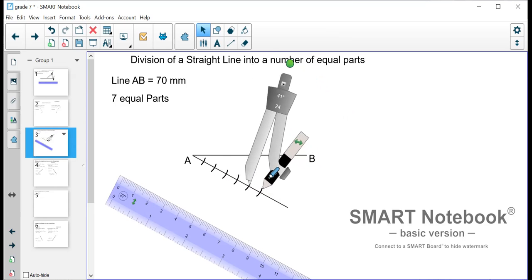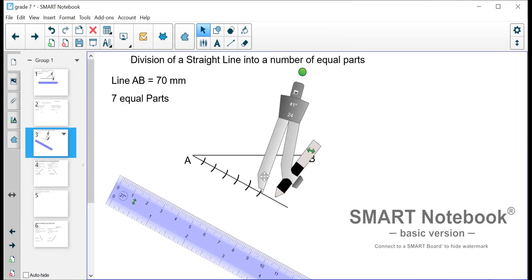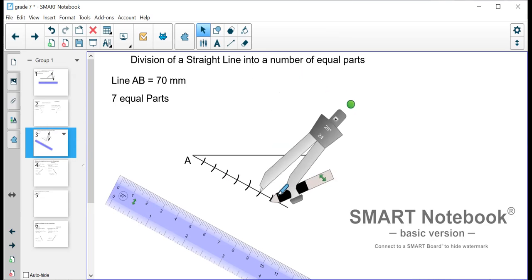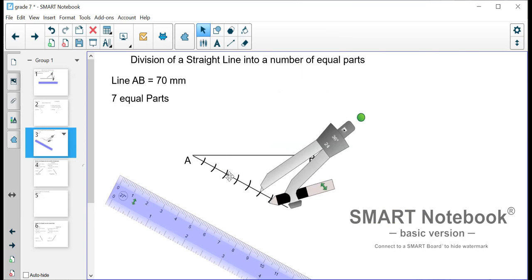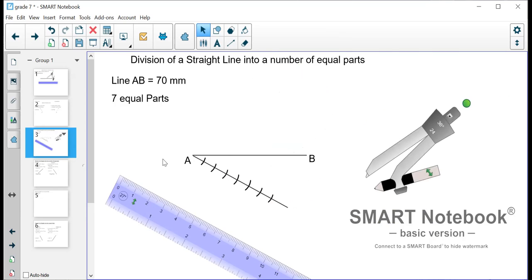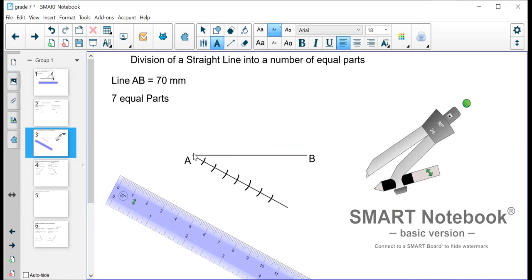Now this is how we transfer measurements, right? This is an example of how we transfer one measurement into 7 different parts. So 1, 2, 3, 4, 5, 6, 7. So there we have 7 divisions, and it is very important that we number them.